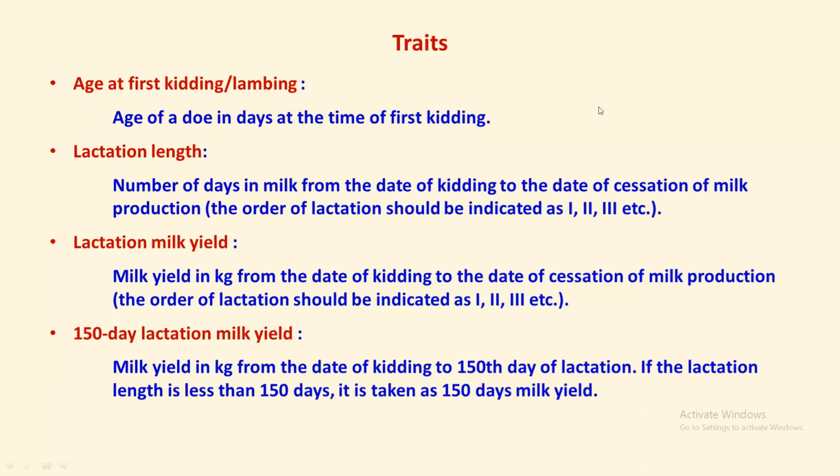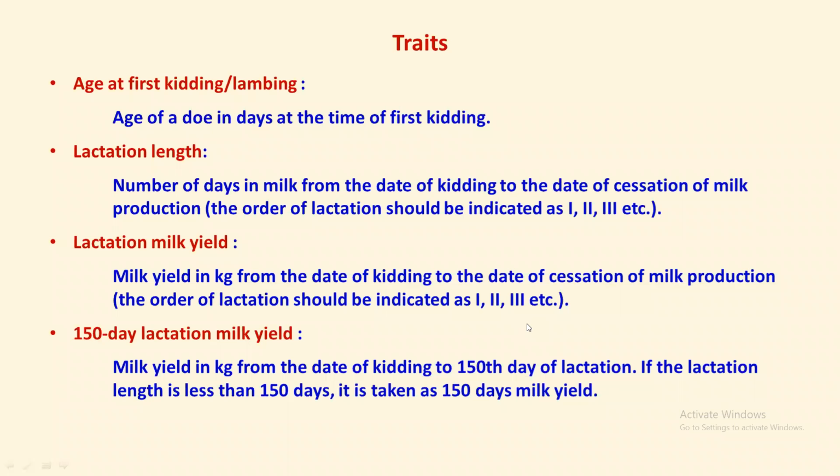So you can see this age at first kidding or lambing. Age of the doe in days at the time of first kidding is also very important. And the lactation milk yield and 150 days lactation milk yield. These traits are very important.